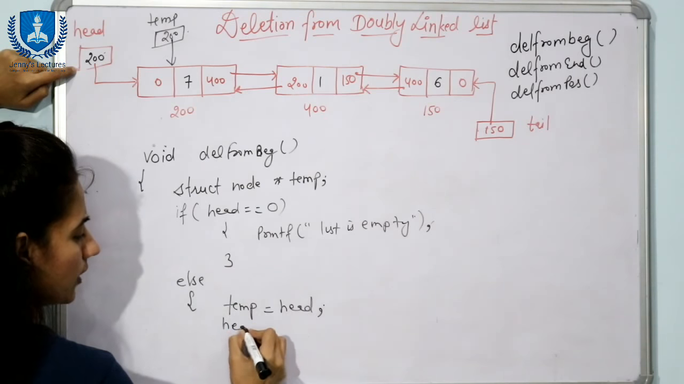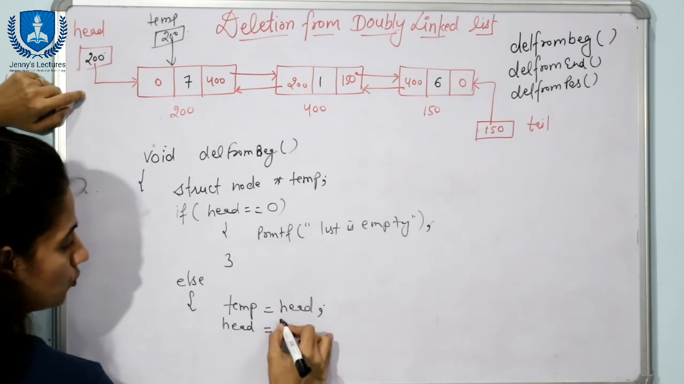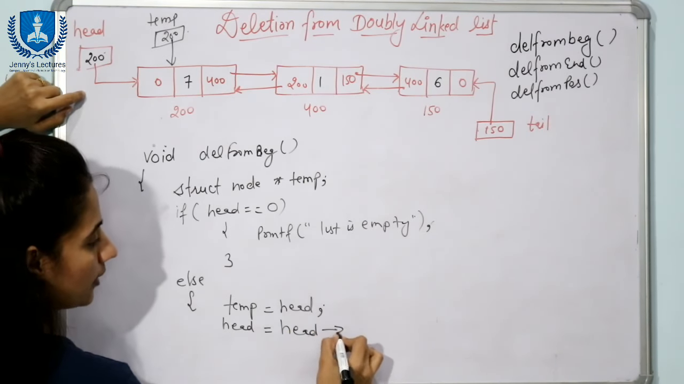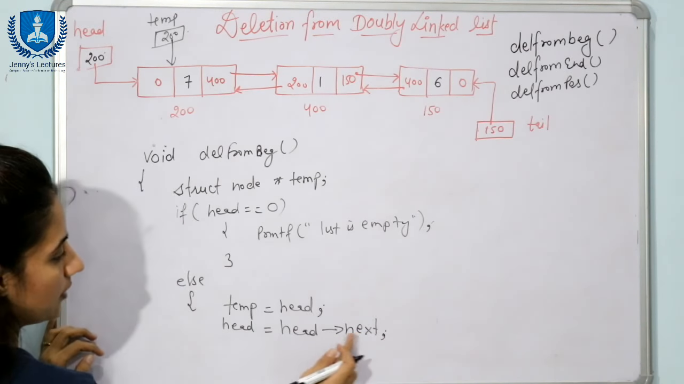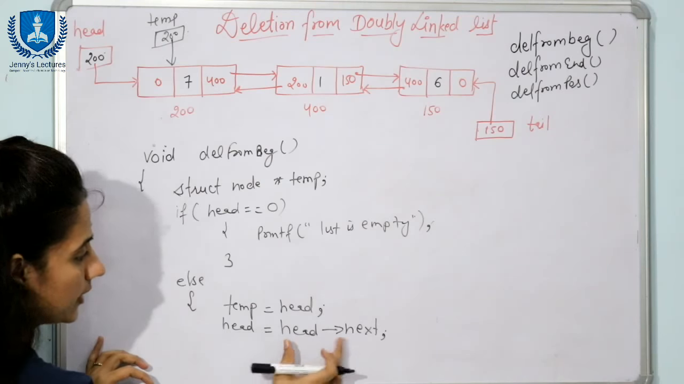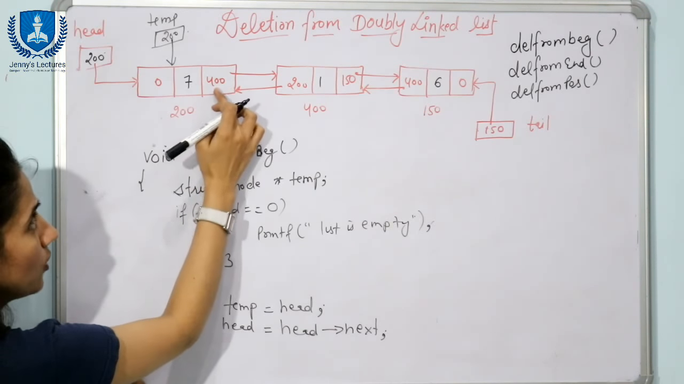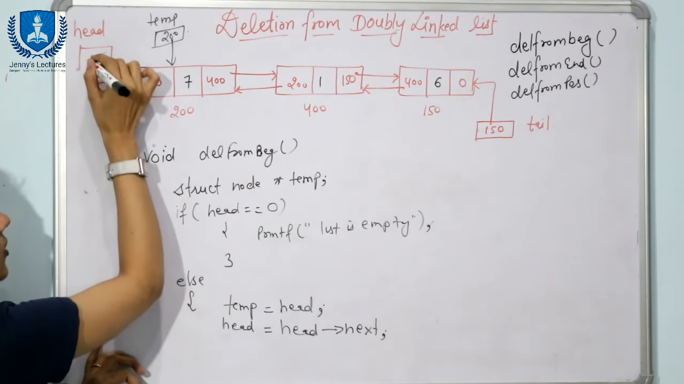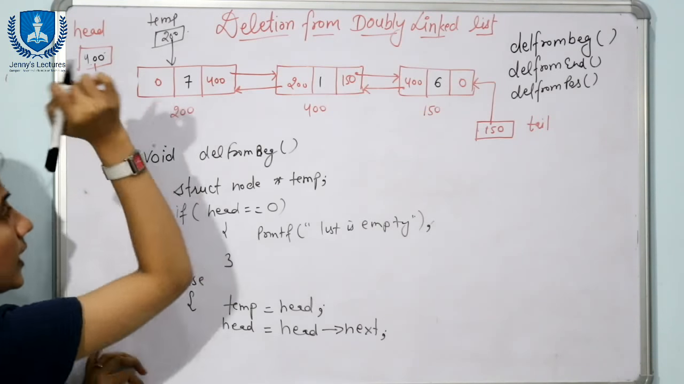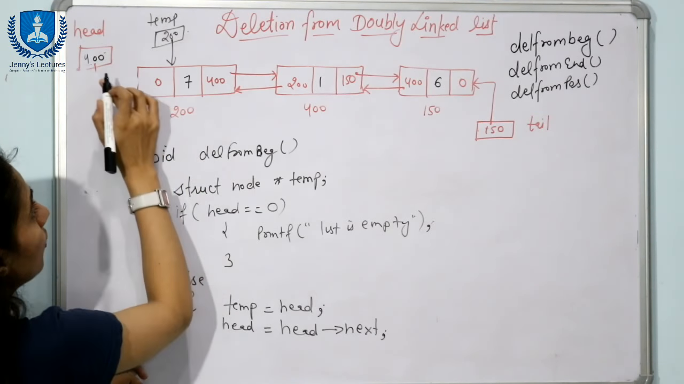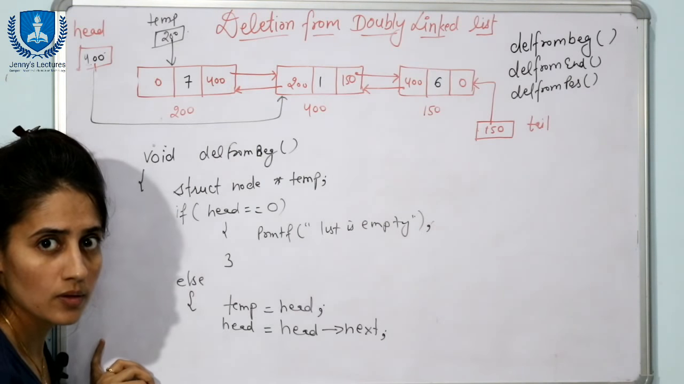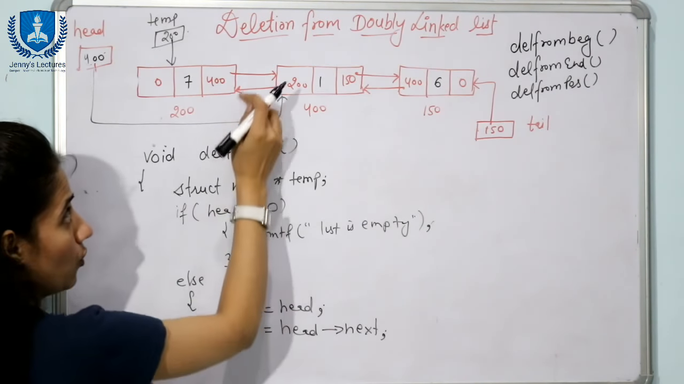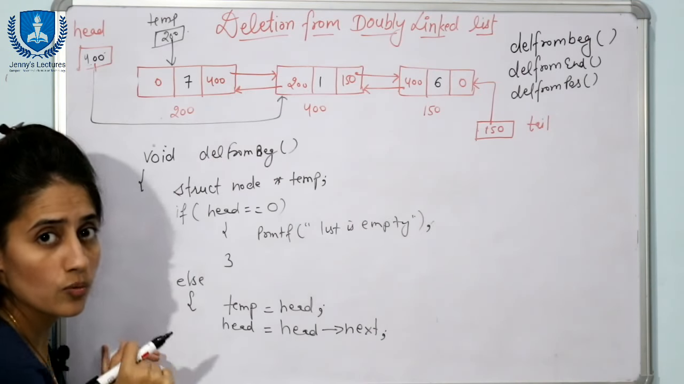Head. So here you can write, now head is equal to head of next. It means head next value would be assigned to head. Head next value, that is 400, would be assigned to head. Here we will write 400. Now this link has been broken. Fine. Now this head is pointing to this node. Another thing you will do, obviously we are going to break this link also.